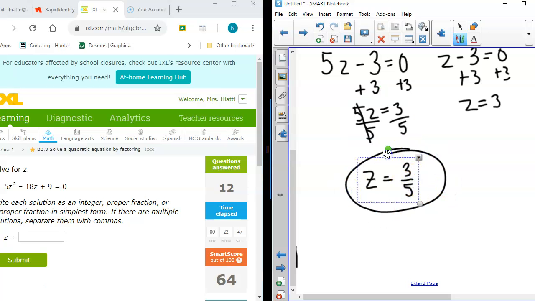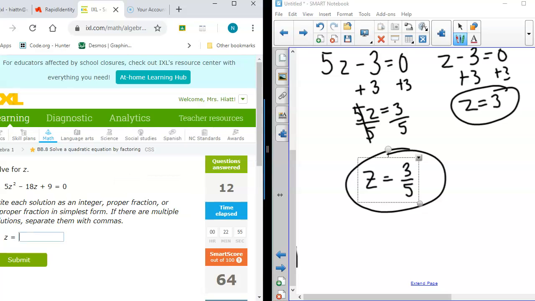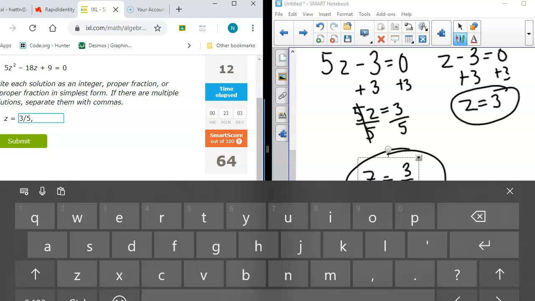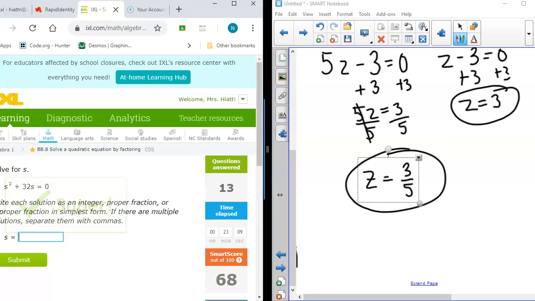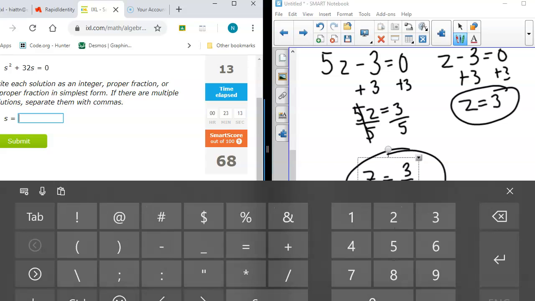So I've got two answers, 3/5 and 3. And so when I type those in, let's see, I need 3/5 and 3, and hopefully that's going to go through all right. Okay, good. All right, I'm going to just type the answer in for this one because I want some of those harder ones.